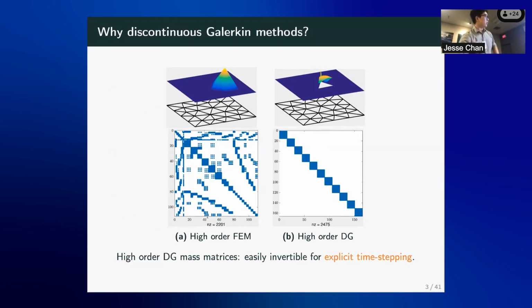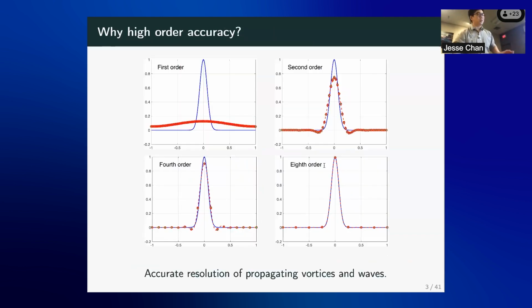So if you have a high order finite element scheme, then generally speaking, what you have to do is invert a mass matrix at every step. It's globally coupled but sparse for a high order finite element scheme, and completely block diagonal and trivial to invert for a high order DG scheme. So this is really my motivation for discontinuous Galerkin, but what I want to focus on in this talk is more about high order accuracy.